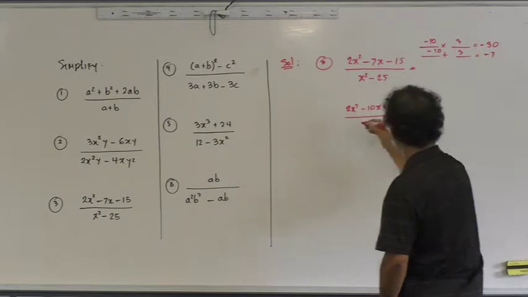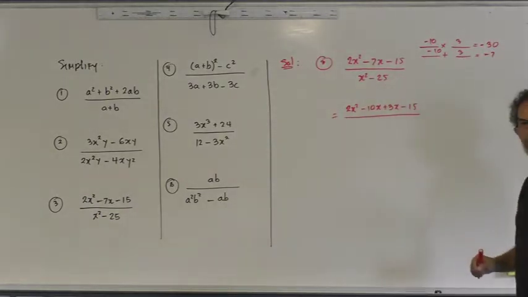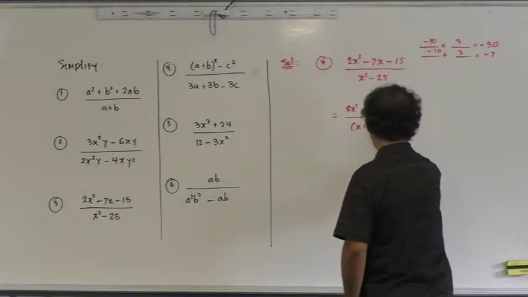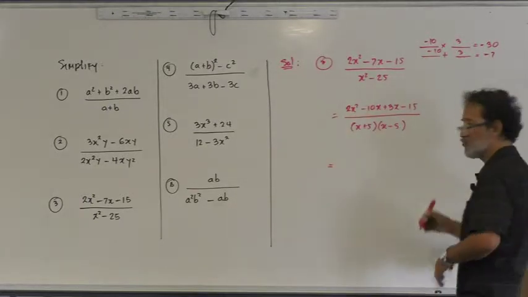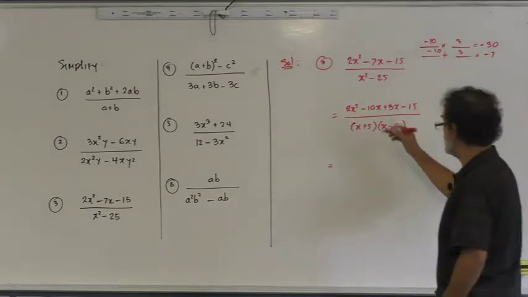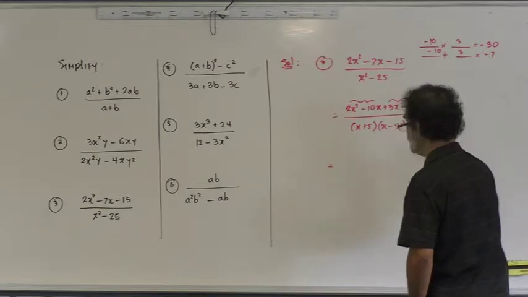And then we know that the bottom line is the difference of two squares. Okay, so we're going to do x plus 5, x minus 5. And then we're going to group. Okay, we're going to group the terms from the top. So we're going to group these two and these two.